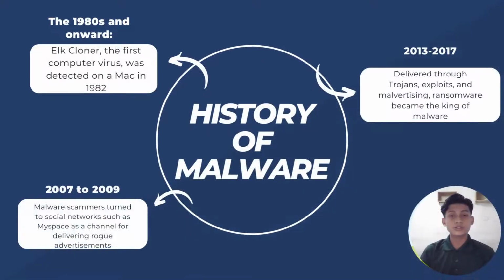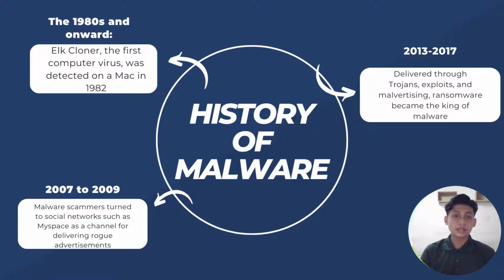A little history of malware. For a long time, scammers have used a number of tactics to install malware into as many machines as possible. Elk Cloner, the first computer virus, was detected in March 1982. The first PC-based malware, Brain, was released in 1986.